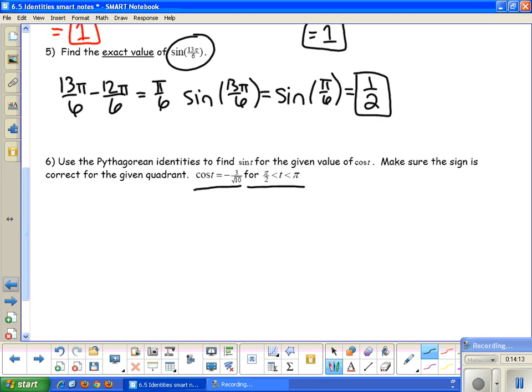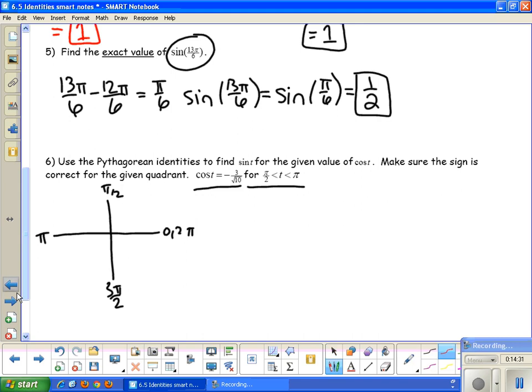So first you have to think, what quadrant's in between pi over 2 and pi? Well, I know that's going to be quadrant 3, and how do I know that? From my unit circle, because remember this is pi over 2, and this is pi right here. This is 3 pi over 2, and this was 0 and 2 pi.